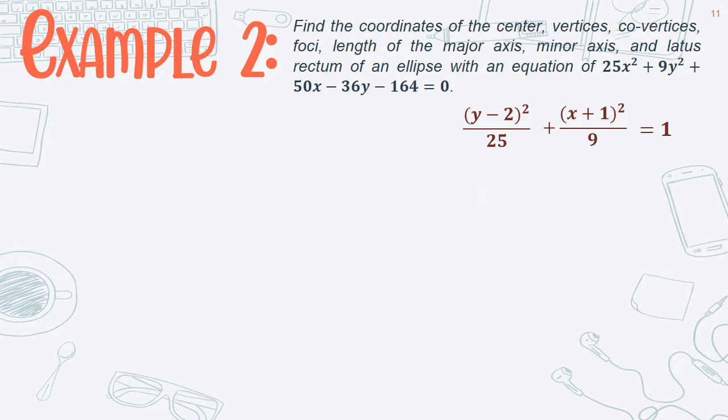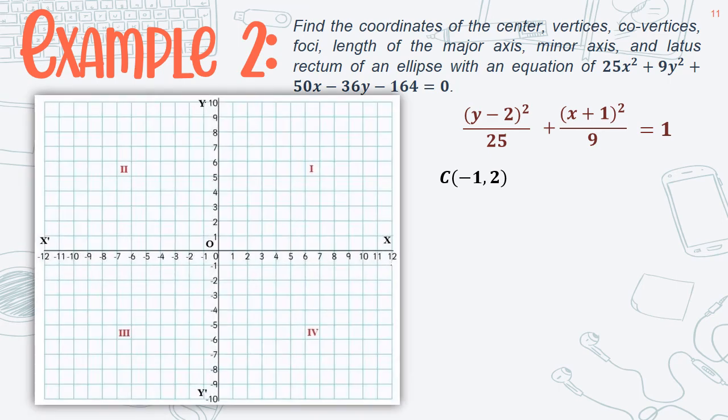So again, we already have the standard form of equation for this ellipse. We can clearly see that the center is at (-1, 2). Again, that is (h, k). So let's plot the point for our center, again, (-1, 2). Now by just looking at our equation in standard form, we can clearly conclude that our ellipse is vertical.